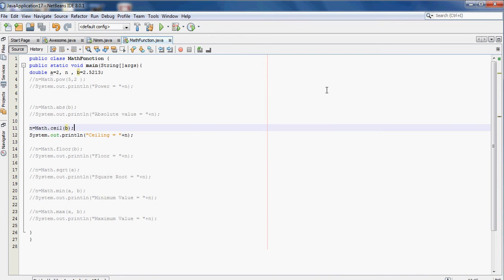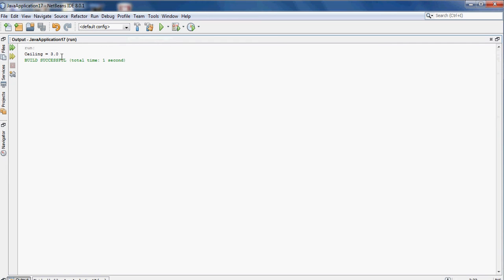But don't confuse it with round, math.round. Math.round, what it does is, if it's more than 2.5 or 2.5, it converts it into 3. And if it's less than 2.5, it converts it to 2. But here, let's see what happens. Again 3. So what does that mean?